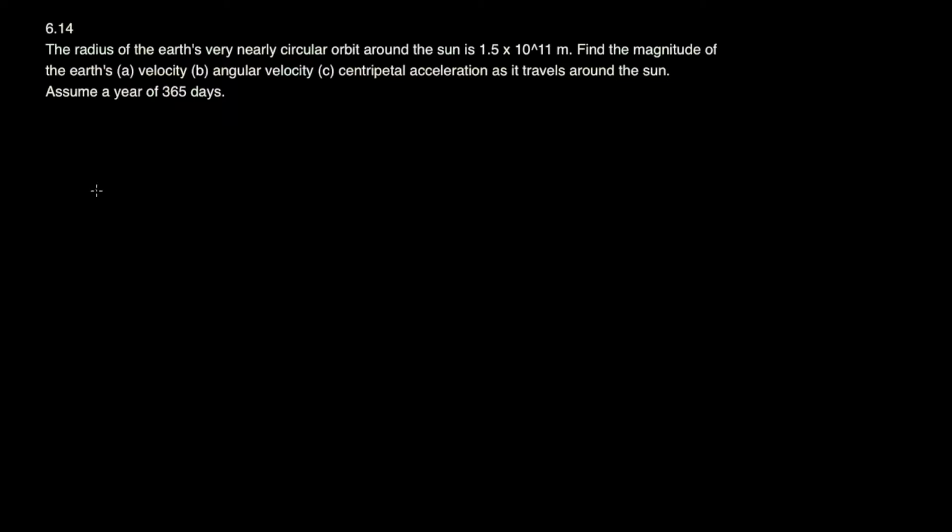Let's try problem 6.14. The radius of the Earth's nearly circular orbit around the Sun is 1.5 times 10 to the 11th meters. Find the magnitude of the Earth's velocity, angular velocity, and centripetal acceleration as it travels around the Sun. Assume a year of 365 days. Okay, so the first thing we want to do is find the velocity of the Earth as it travels around the Sun. So part A.